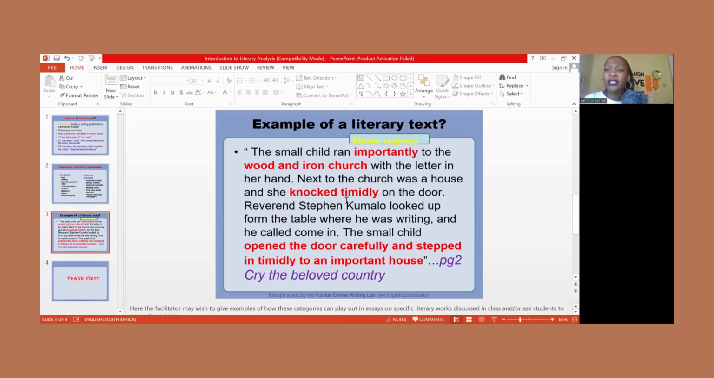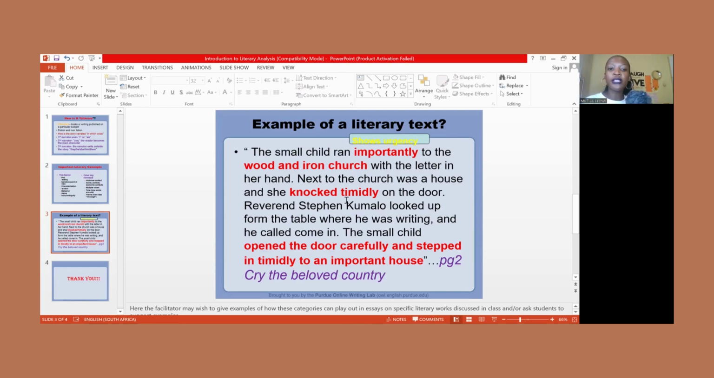This child is knocking timidly. I mean, if you're timid, it means that you don't have confidence, right? She did not just knock for the sake of knocking, but with that sincerity and sensitivity, she knocked how? Timidly. Why is this person knocking timidly? I think towards the end of the extract, we'll understand why this child is knocking timidly at the door.